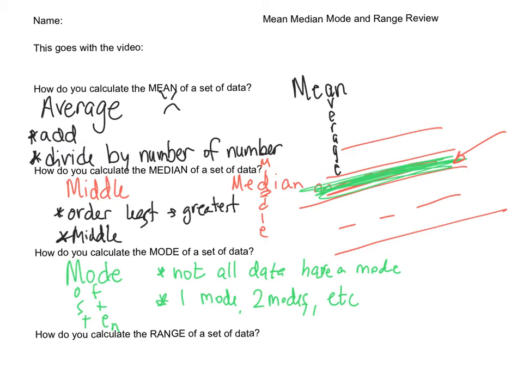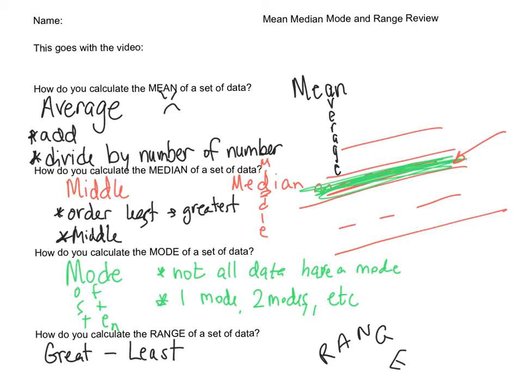And then the last one is the one that everyone forgets. It's the one that we often see, and then my students are always like, I don't remember how to find the range. The range is essentially the distance from one end of the data set to the other. It's the greatest minus the least. It's how far apart the data spreads. So the range is actually a measure of spread, not a measure of center. So that's a review of the different concepts.